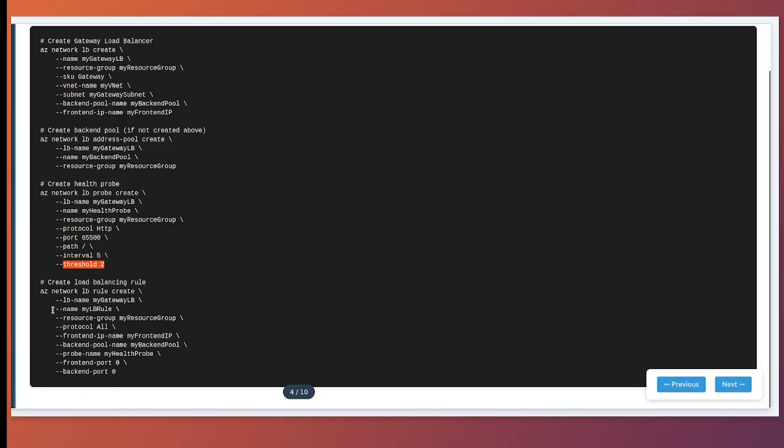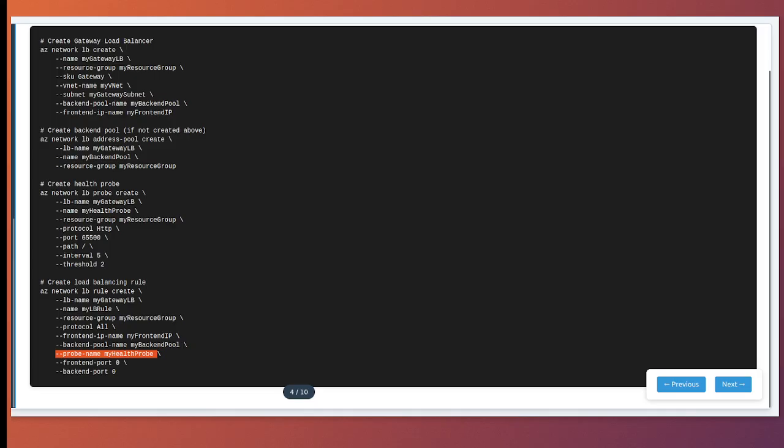Creating the load balancing rule ties everything together. This rule uses protocol all, which means it will forward all traffic regardless of protocol. The front-end port and back-end port are both set to 0, which in GWLB context means all ports. This ensures that whatever traffic comes in gets forwarded to your NVAs exactly as received. The front-end IP name references the front-end IP configuration that was automatically created when we made the GWLB. The backend pool name and probe name reference the resources we created in the previous steps.